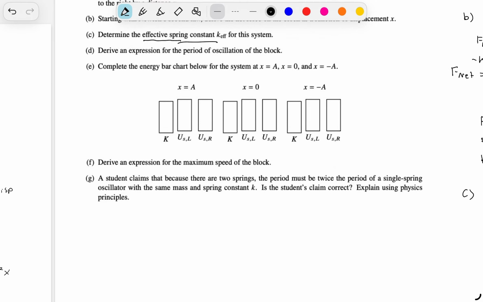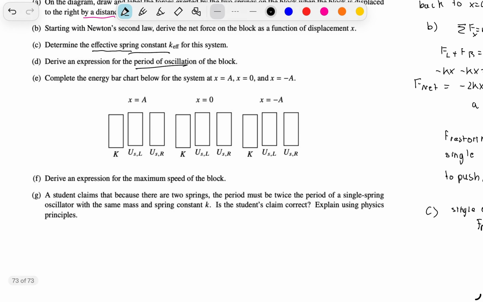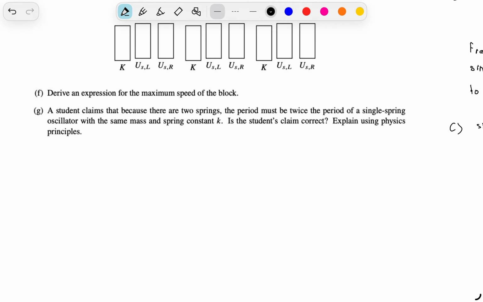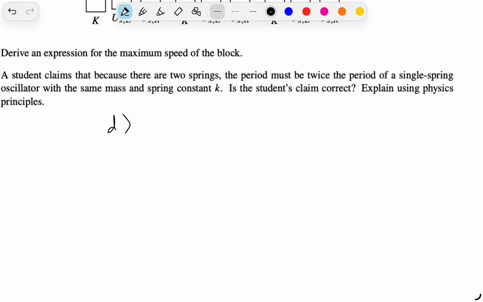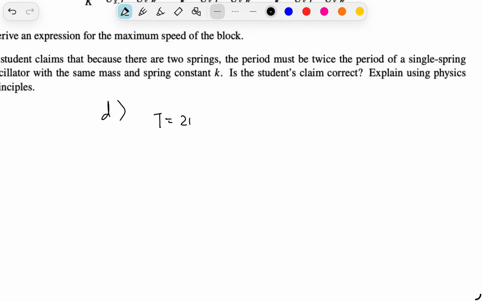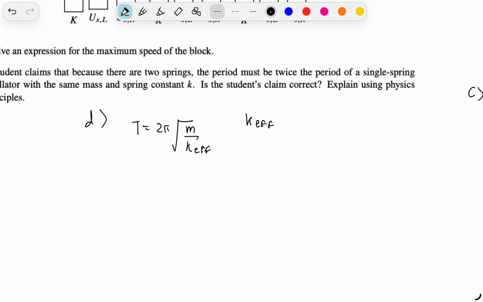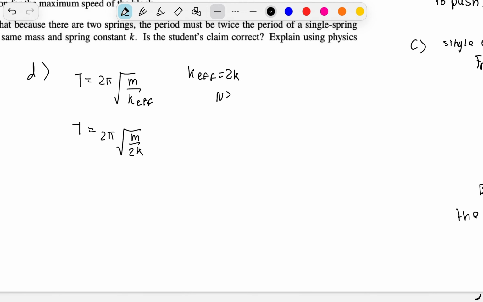Part D, we're asked to derive an expression for the period of oscillation. Any mass spring oscillator has period 2 pi the root of m over k effective. k effective is 2k. Period is 2 pi the root of m over 2k. So Newton's second law, we get this.